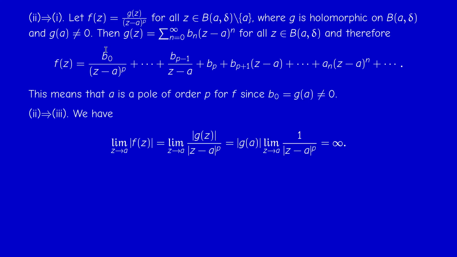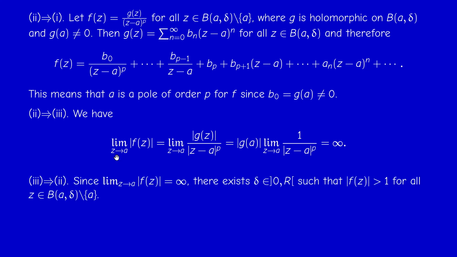Now 2 implies 3 is easy because if f can be written as g over (z minus a) to the p, take the modulus. The numerator tends to g of a, which is not 0, and the denominator tends to 0, so the inverse tends to infinity, because it's a positive number times infinity. So f tends to infinity in modulus when z tends to a.